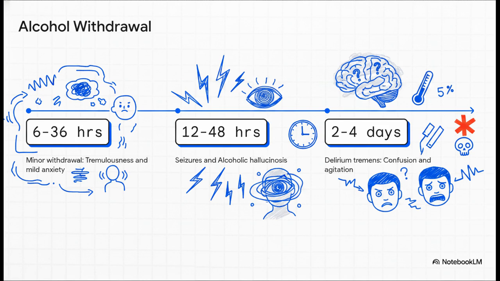Delirium tremens. This involves severe confusion, profound agitation, and really dangerous vital sign instability. And we have to take it seriously because it carries a daunting 5% mortality rate.